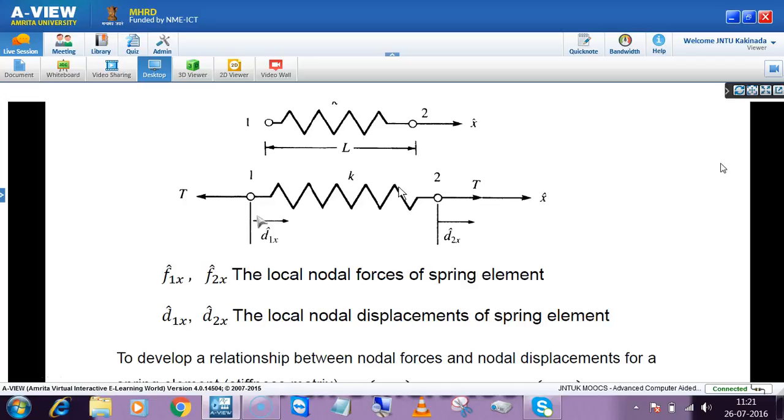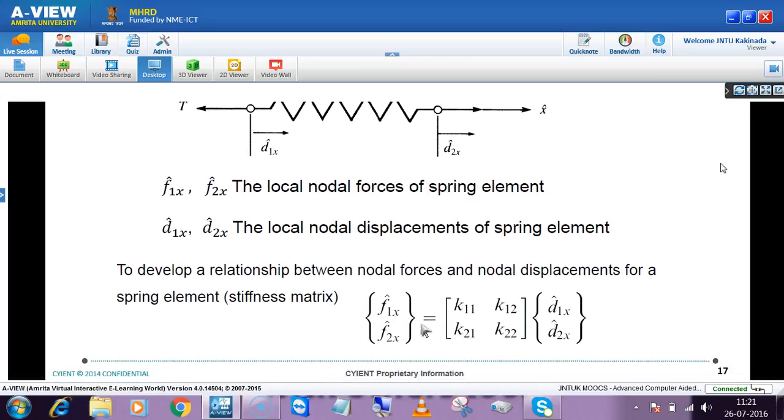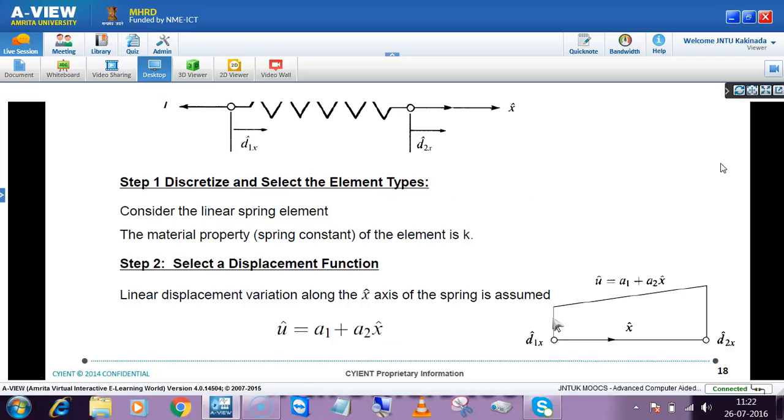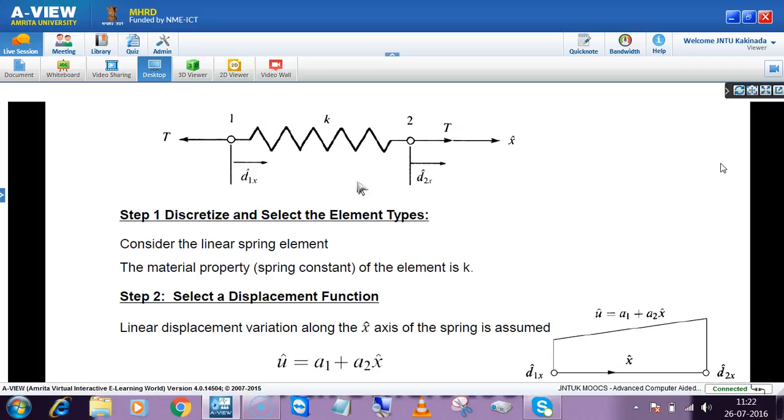Similarly, D1x and D2x are the nodal displacements: D1x is the displacement at this location, D2x at this location. So from our earlier equation, the force-stiffness-deflection relation is F equals K into D. This is the force matrix, this is the stiffness matrix, this is the displacement. Okay. So our first step is to discretize and select the element type. We have selected a one-dimensional spring element, and we put in a material property. We have taken K as the spring constant.